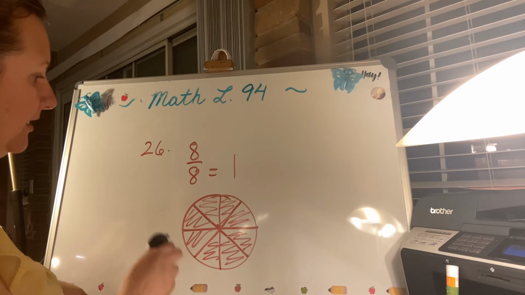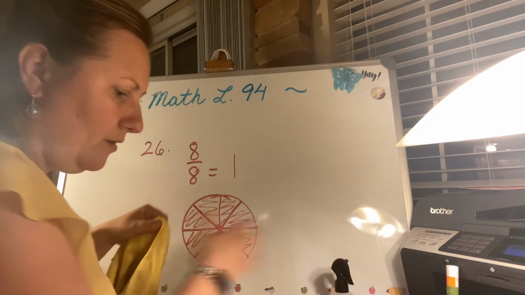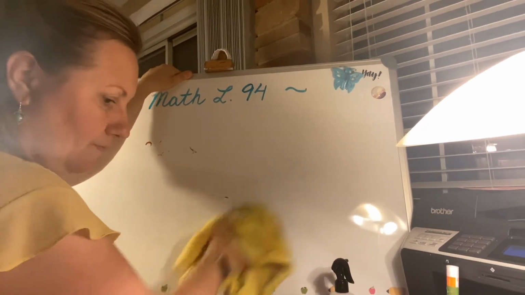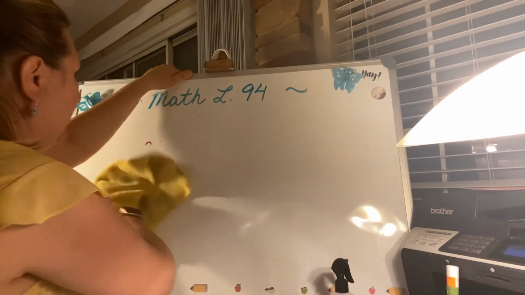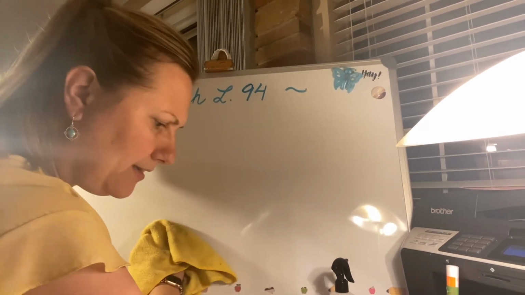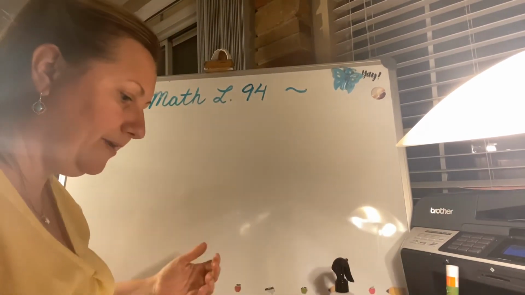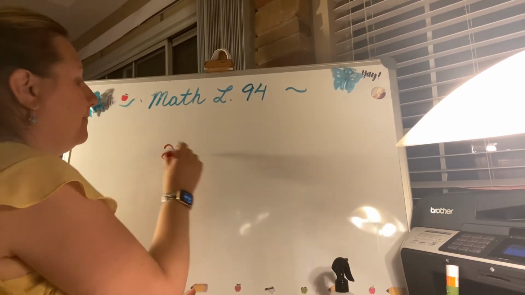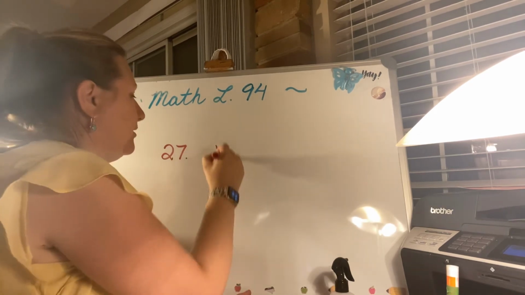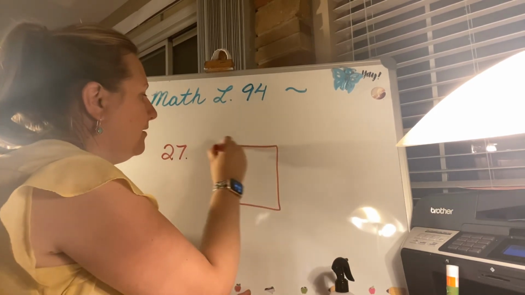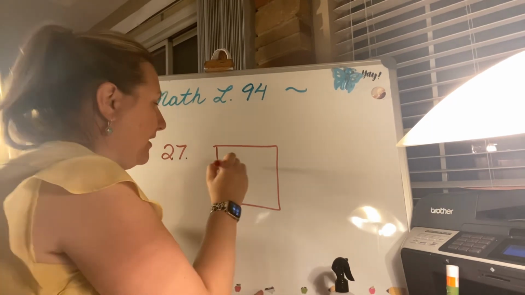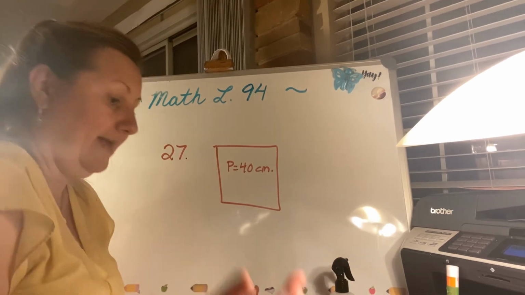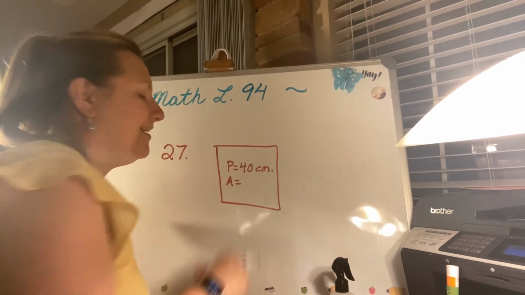That brings us to number 27, which says, the perimeter of the square at right is 40 centimeters. What is the area of this square? So if the perimeter is 40, what's the area of the square? This can get a little bit tricky because it doesn't tell you what the length and width is. We just simply find out that the perimeter is 40 centimeters. And now we're supposed to figure out, well, what's the area then?